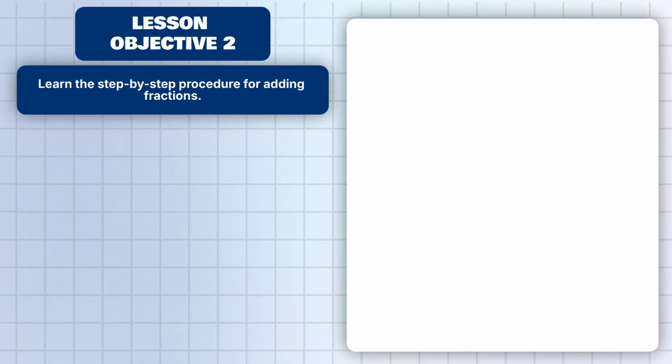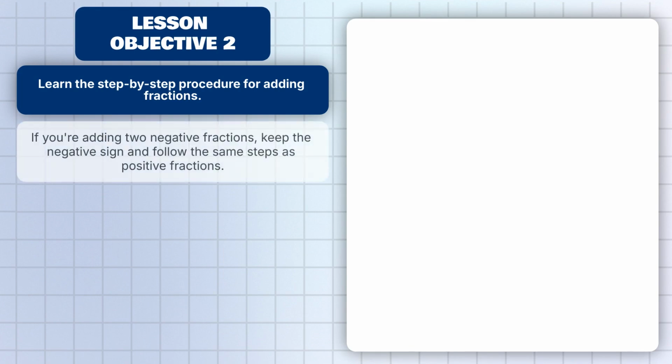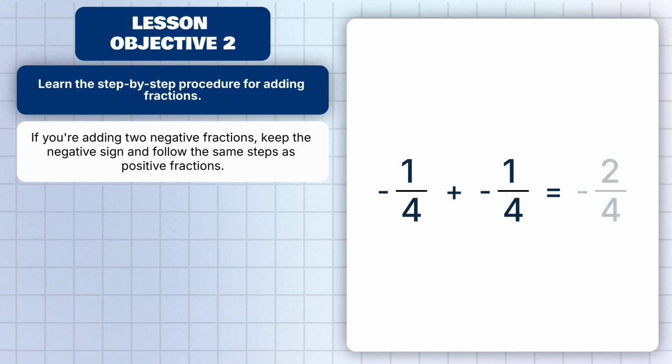Now let's move on to look at adding negative fractions. If you add two negative fractions, keep the negative sign and follow the same steps as positive fractions. For example, -1/4 plus -1/4 equals -2/4, which simplifies to -1/2.